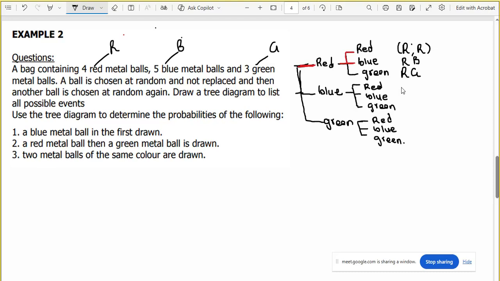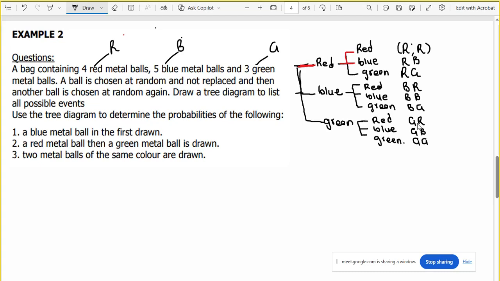And then now it's either we start with a blue, then we get a red, or we start with a blue, then we get a blue, or we start with a blue, then we get a green. Then for this one, either we start with a green, then we get a red, we start with a green, then we get a blue, or we start with a green, then we get a green. So all these are your possible outcomes. You understand? Yes.